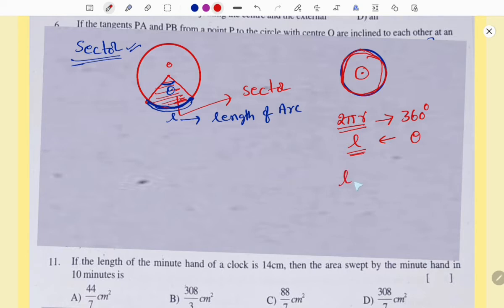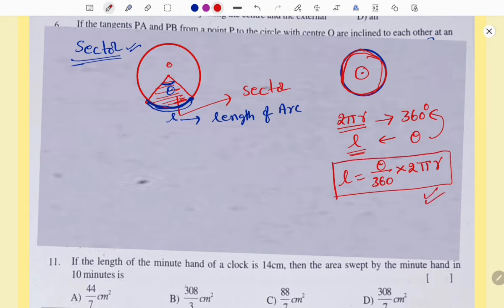L is equal to theta by 360 degrees into 2 pi r. Now by using this formula you can find the length of the arc. So the length of the arc is equal to theta by 360 into 2 pi r. Okay, I hope you understand.